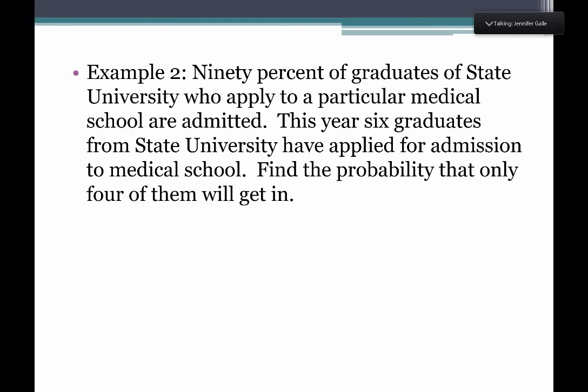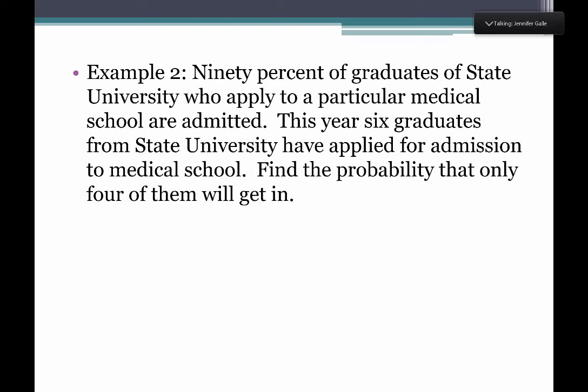Property 1, we need a fixed number of trials. Do we have that? Yeah, how many trials do we have? 6 of them, right? 6 people applying to medical school. 6 trials. Property number 2 says that we can only have 2 possible outcomes. They either get in or they don't. Property 2, check.